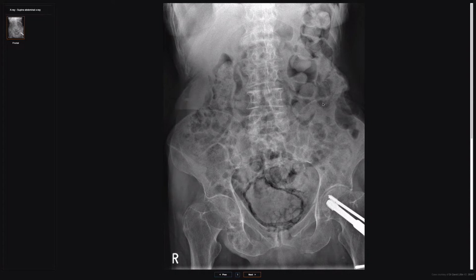And then the kind of final area that you might see gas is in other structures, and really the main one to be aware of is gas in the bladder wall.